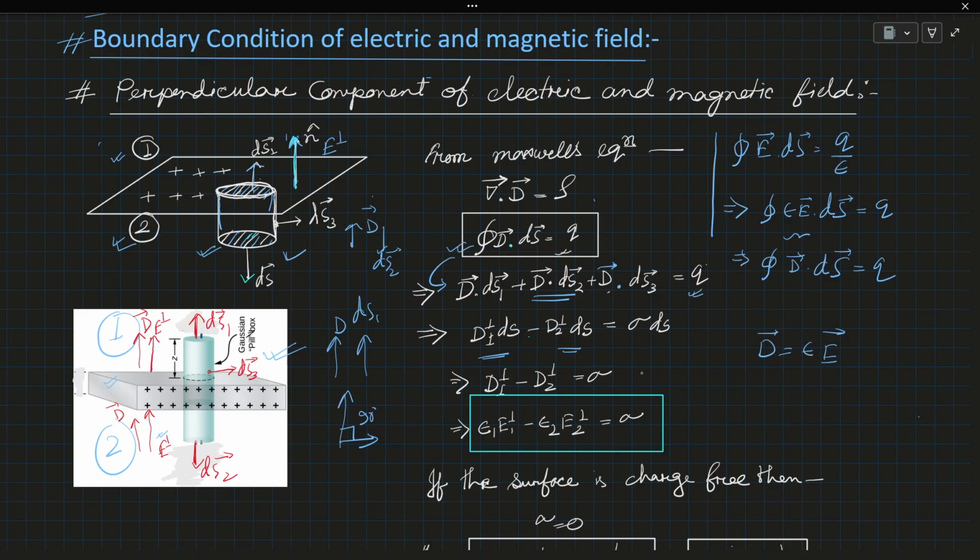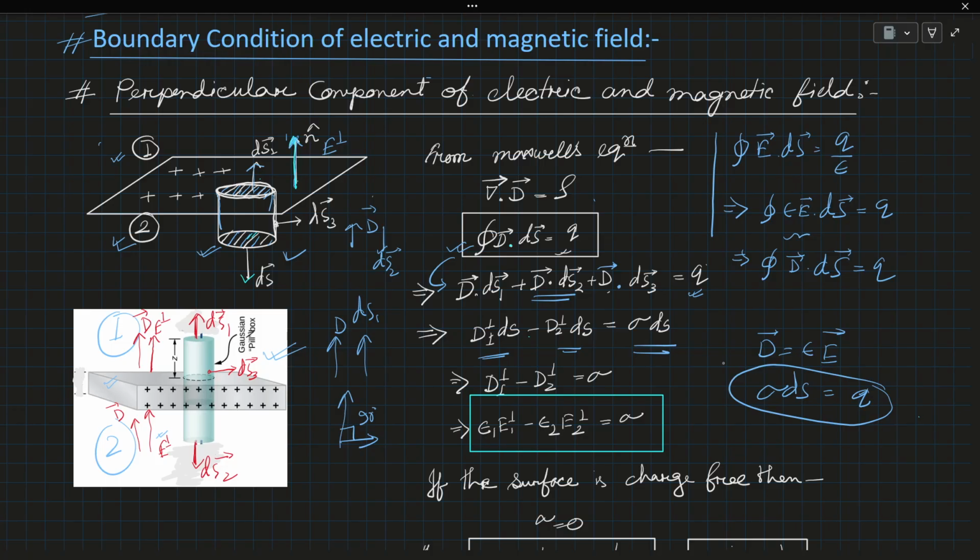Actually this is Q. If the surface charge density is sigma and the area of the Gaussian pillbox is ds, then the total charge enclosed by the Gaussian pillbox will be what? Sigma ds. So this will be the total charge. Okay, so I have replaced Q by sigma ds. All these three terms contain ds, so they will be cancelled out, and then I can write D perpendicular 1 minus D2 perpendicular equals sigma.